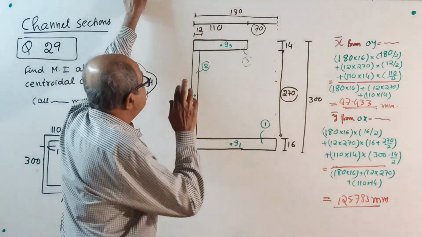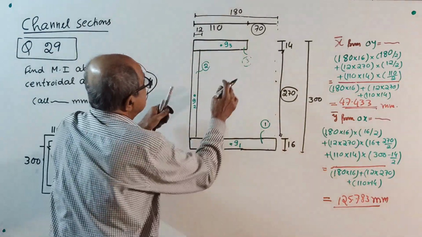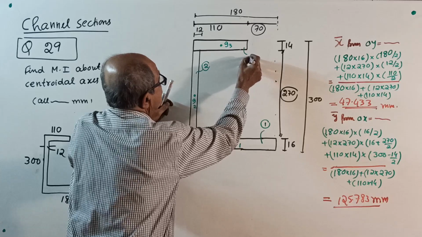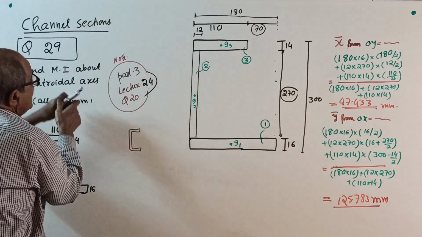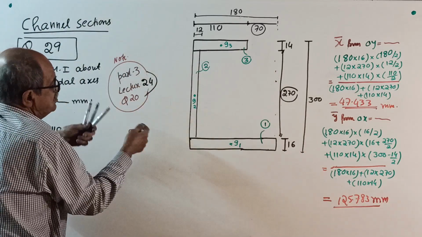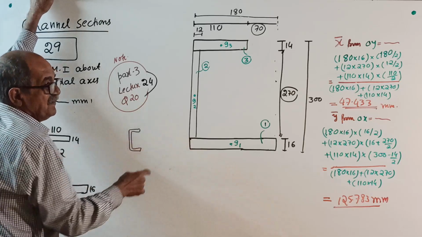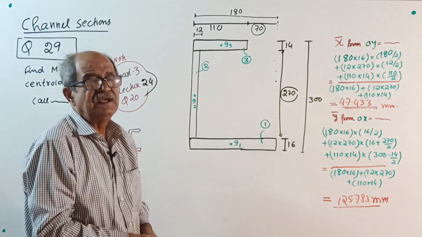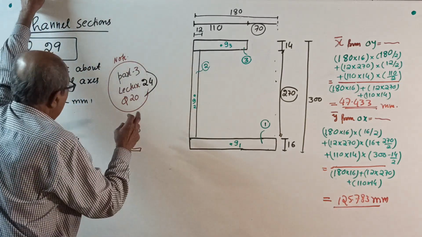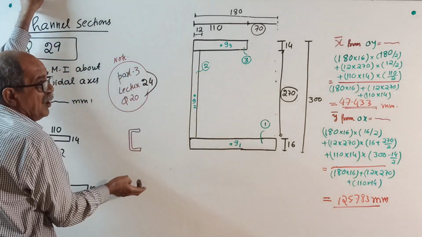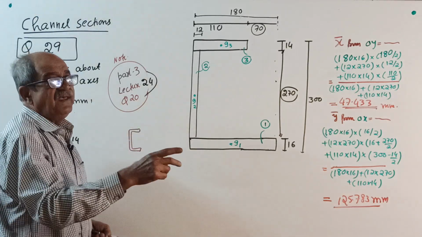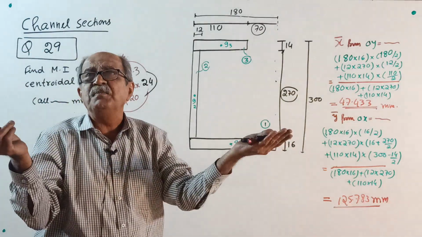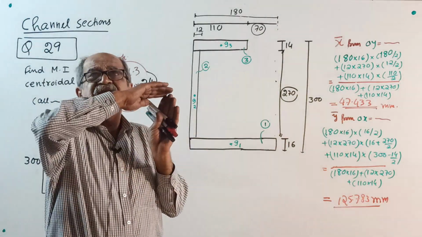See, when you study a random one, what happens? Your level of knowledge will increase. You get more grip. So, channel section, some people call it C section also. Like C section, but popularly called channel section. It is like I section only. I section has got top flange, bottom flange, web. Here also, top flange, bottom flange, web. In I section, flange is on either side of web. In channel, flange is on one side.